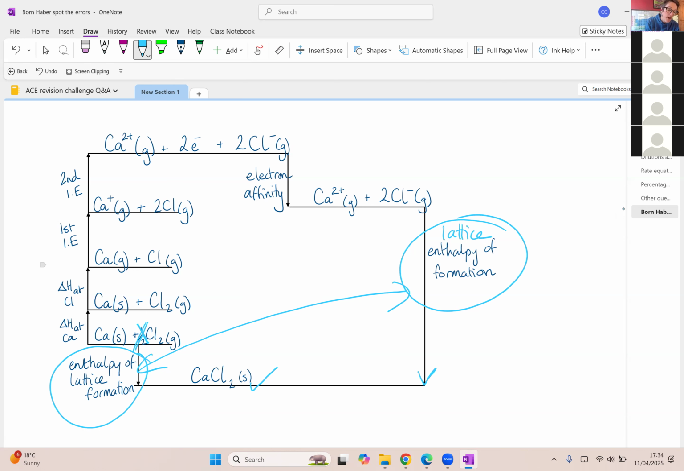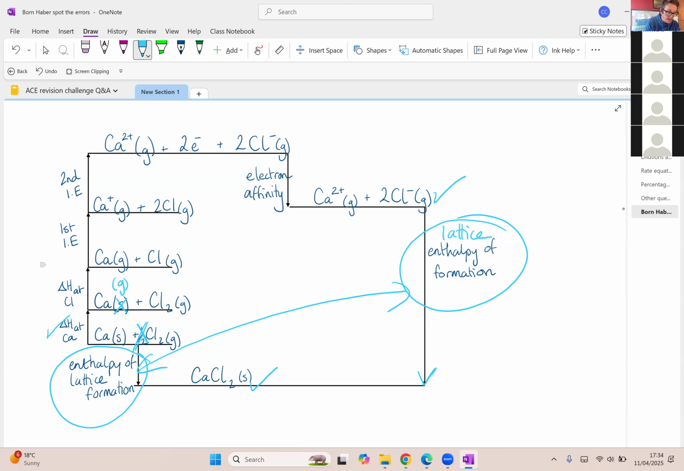So the gas ions are correct. That's all nice. So you should definitely be forming it from gaseous ions. And then we've got all the individual changes going up and down the other side. So atomization of calcium, that is normally what we do next. Let's just check. Have we atomized calcium? Uh-oh, no, we haven't. That should be a gas there.